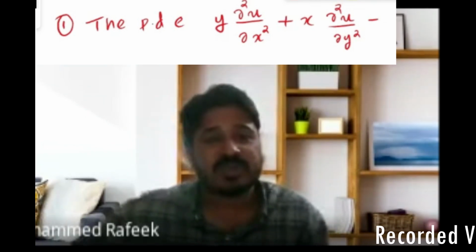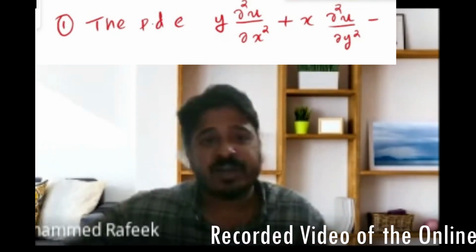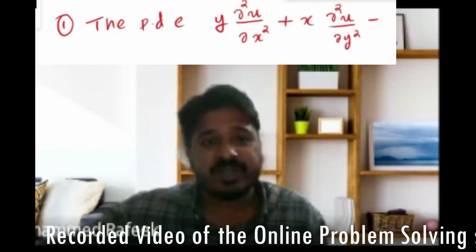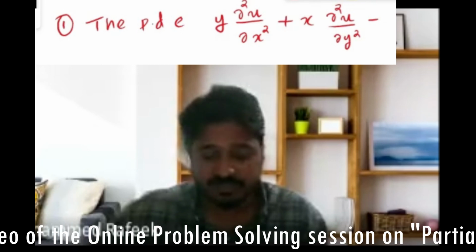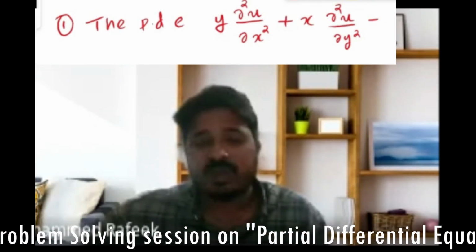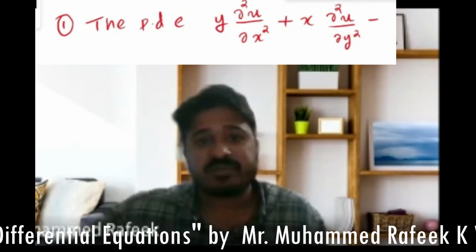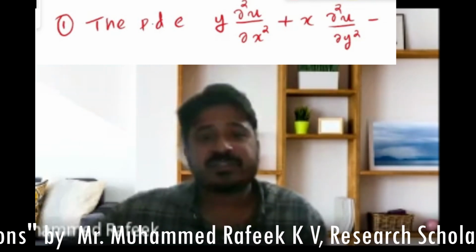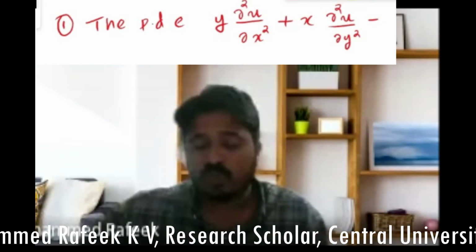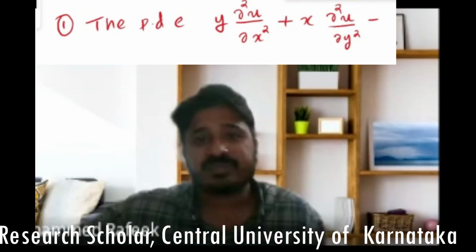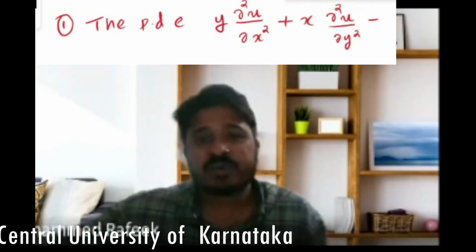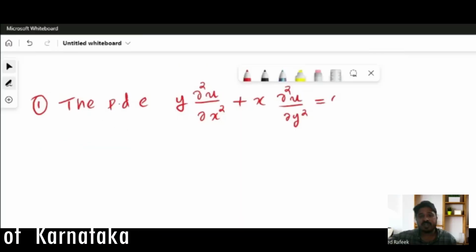Problem 1. The PDE, the partial differential equation, y ∂²u/∂x² + x ∂²u/∂y² = 0 is hyperbolic in... I will tell you what is meant by hyperbolic and everything.